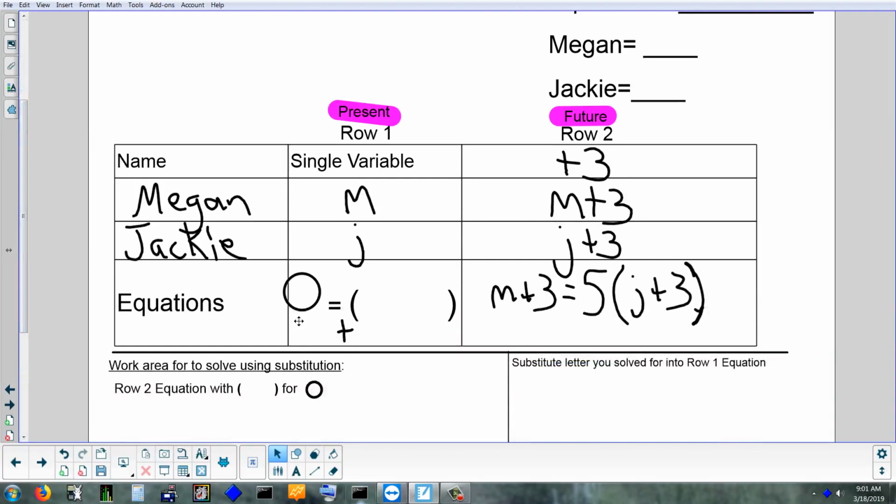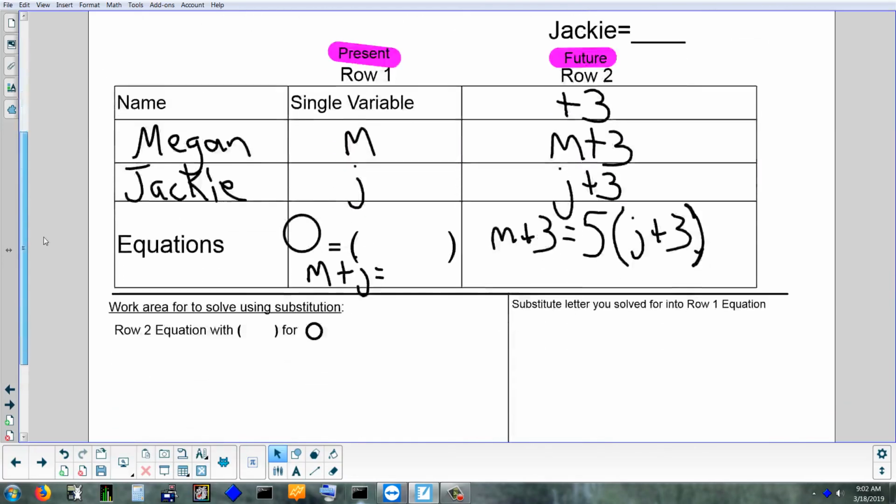So what 2 things am I adding together? How am I representing Megan and Jackie in the present? Kelly? M plus, M, okay. I like M because Megan in the present is M. Plus, what's Jackie in the present? J. The sum of their ages. Again, in the present, Megan is M, Jackie is J. Let's scroll back up. What number am I going to write? Sum of their ages is what? 78.